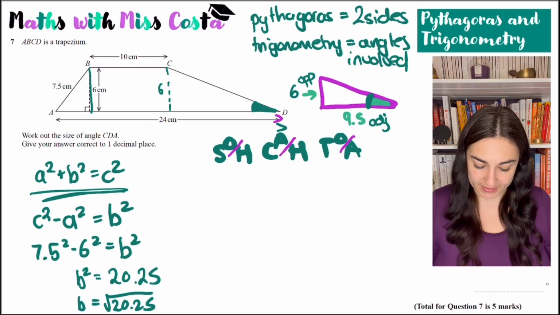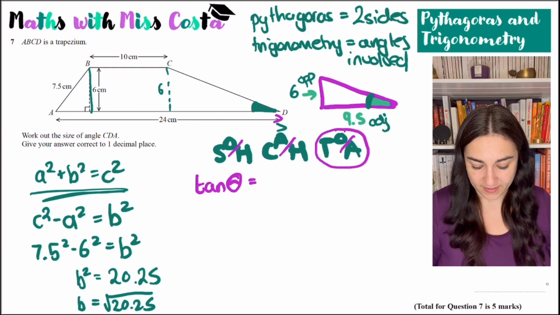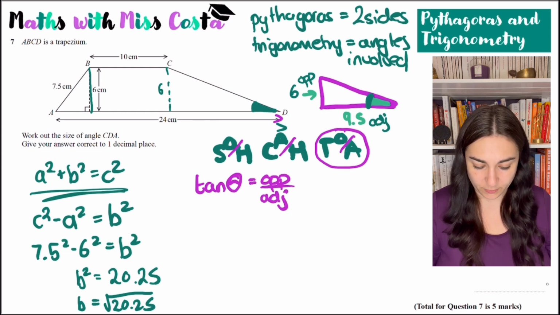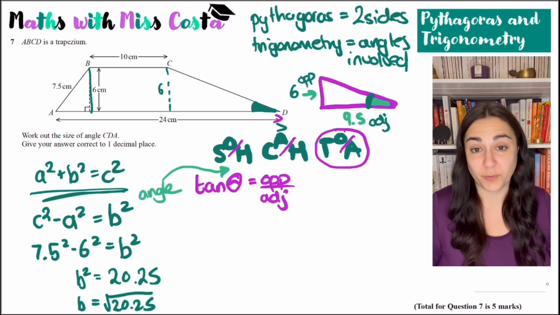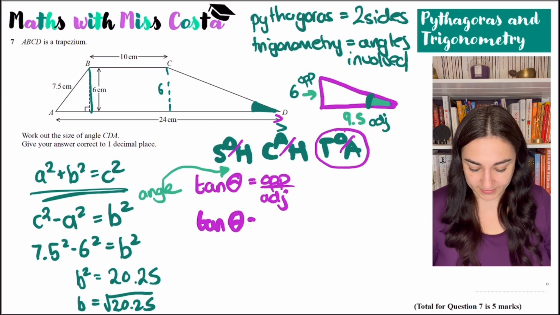Which ratio uses the opposite and the adjacent? O and A, that's tan. So I can write out that tan theta must equal the opposite over the adjacent. And remember, theta is just the symbol for an angle from the Greek alphabet. So tan theta, if I substitute my values in, the opposite is 6 and the adjacent is 9.5.